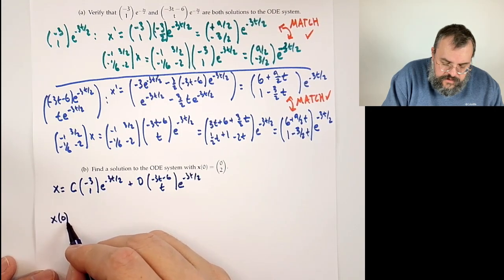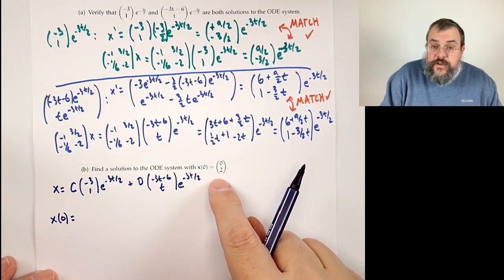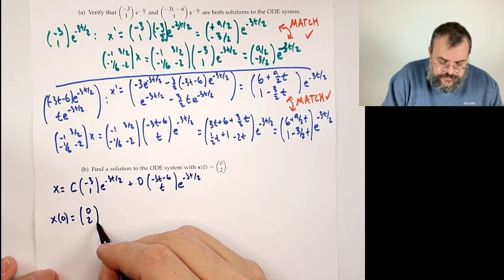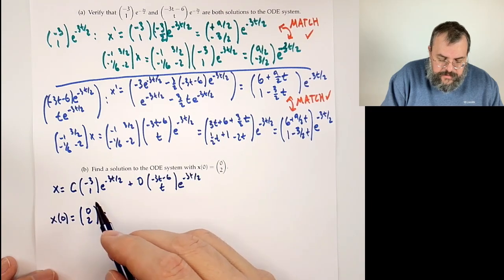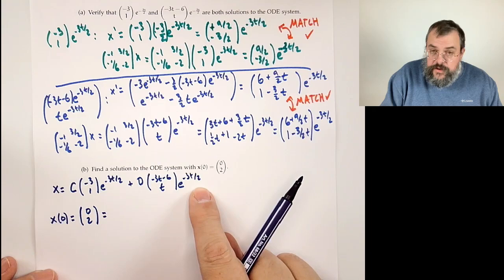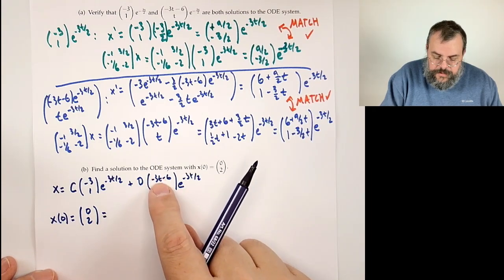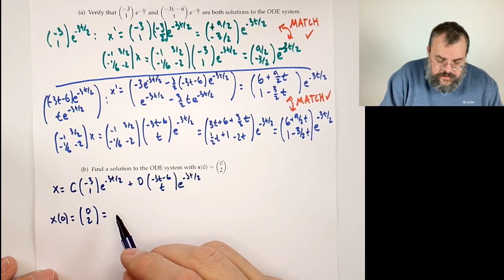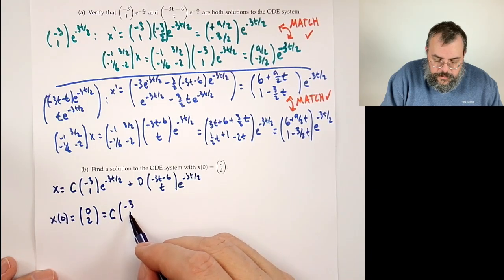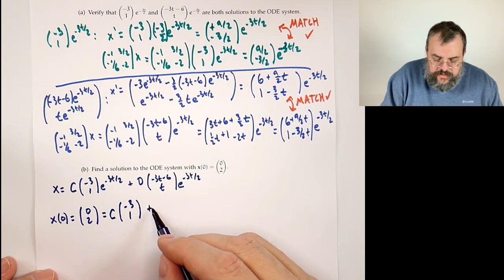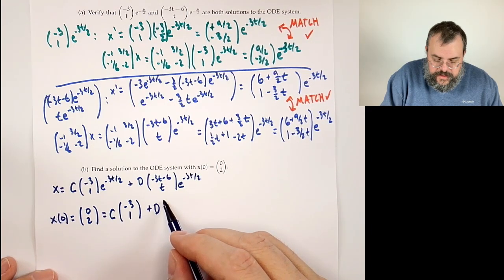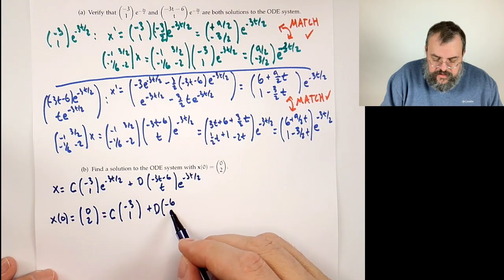So x of 0, which should be (0, 2). So we say (0, 2) needs to be somehow coming out here. So when you plug in 0, the e to the 0 goes away. Also, the pieces with t go away. So what we get is some constant c times (-3, 1), plus some constant d times (-6, 0).